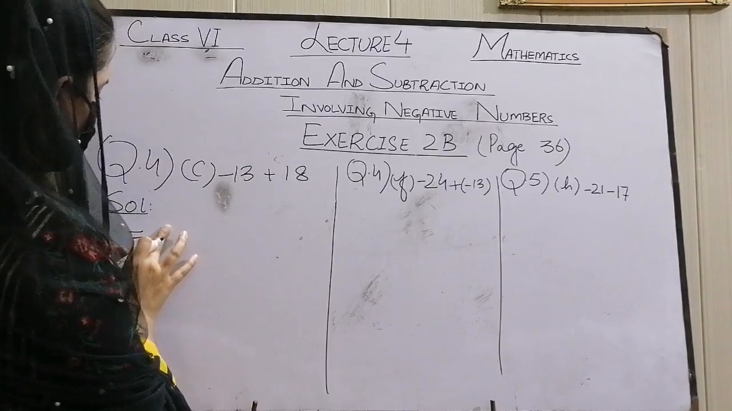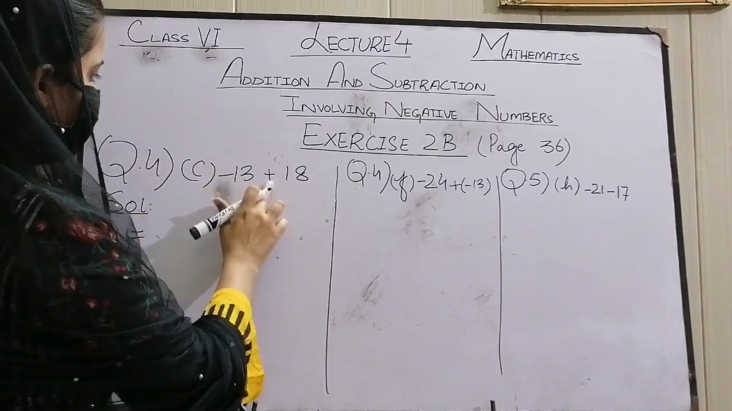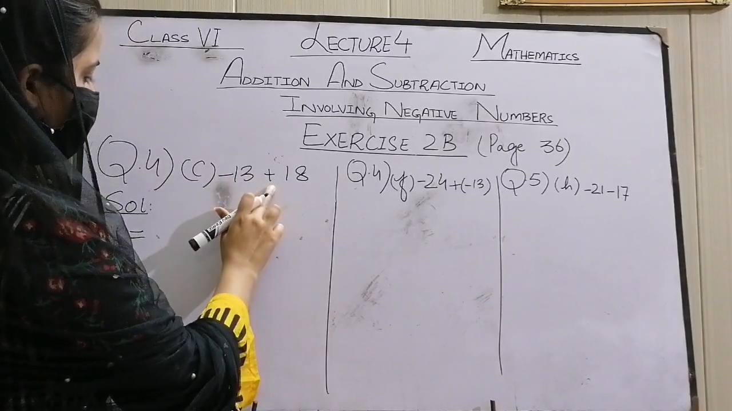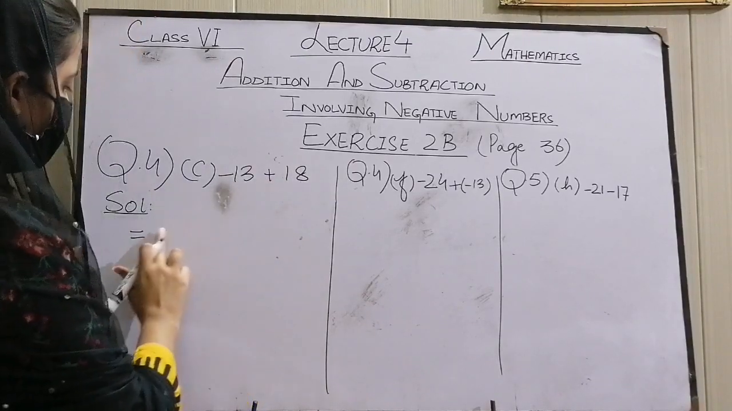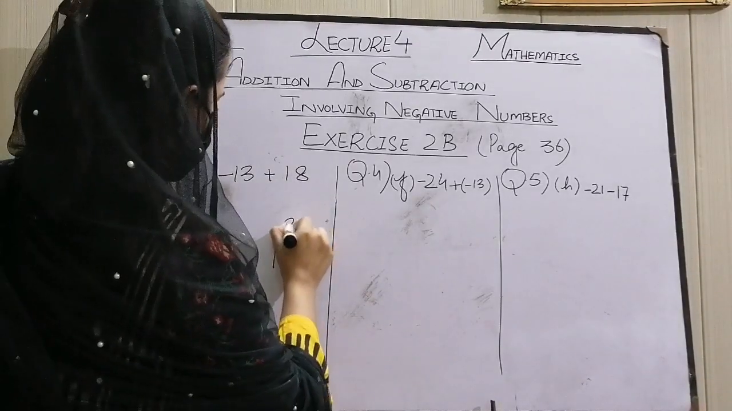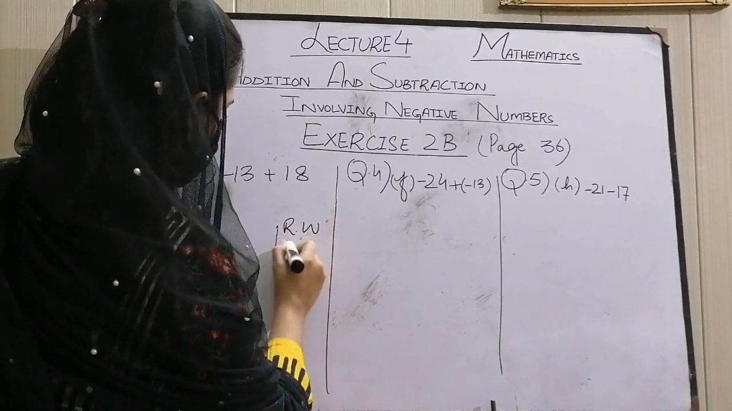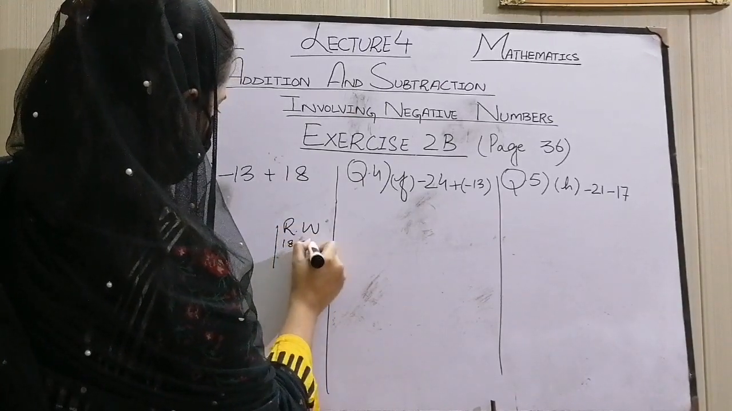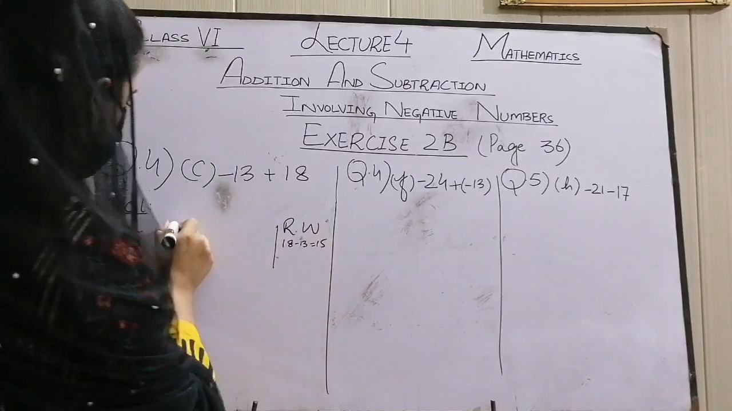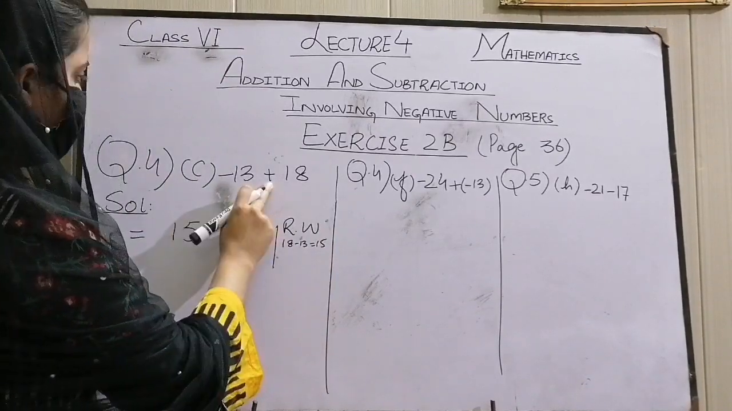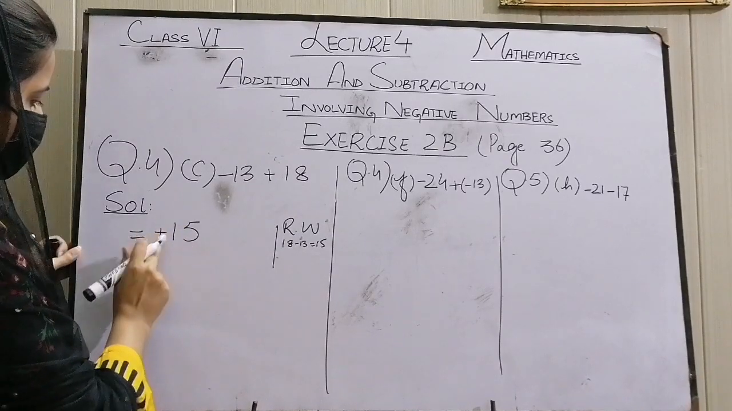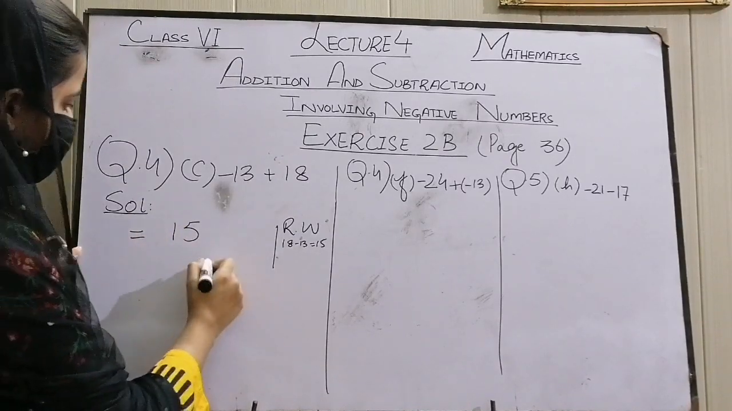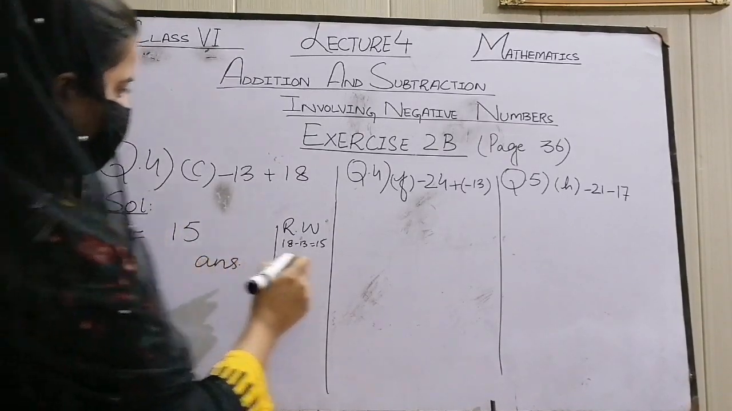Minus 13 plus 18. We have different signs with both of these numbers, so these numbers are supposed to be subtracted. 18 minus 13, you can do this subtraction in rough work. 18 minus 13 is 5. There is a plus sign with the bigger number, so you can write it as plus 5 or just simple 5. So 5 is our answer.